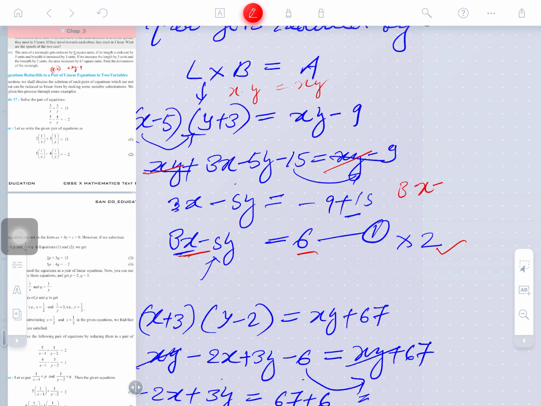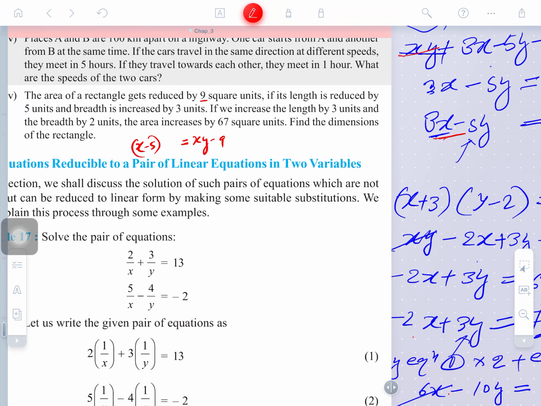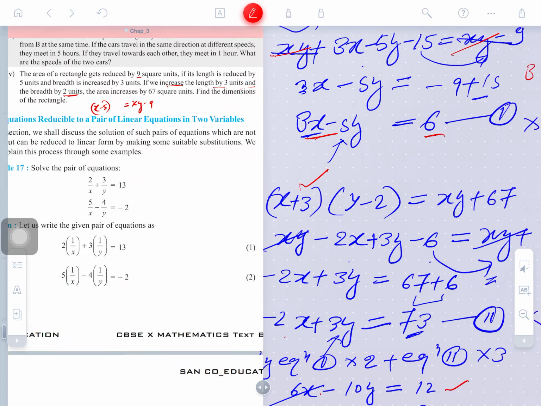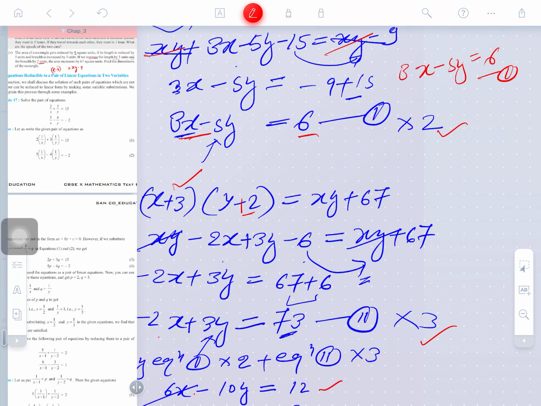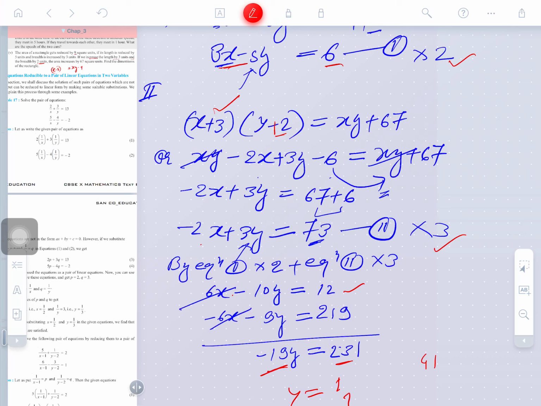3x minus 5y is equal to 6. The first equation is correct. The second equation is to be checked carefully. If we increase length by 3 and breadth by 2, it means we do not have to reduce the breadth, we have also increased it. So what is coming?